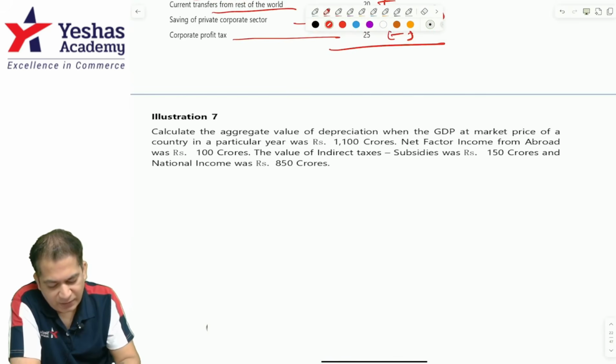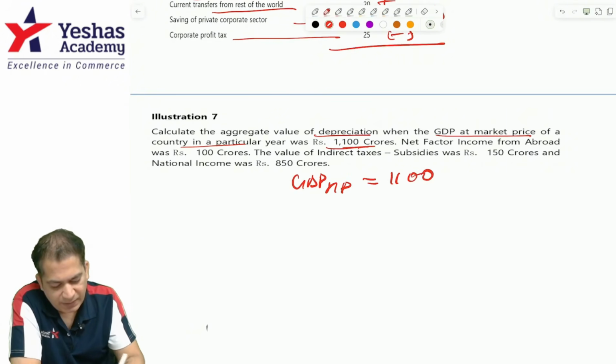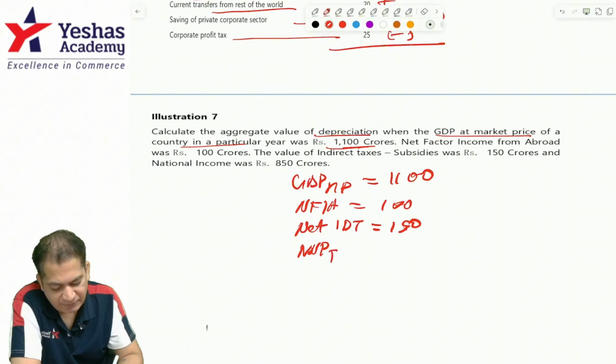Calculate the aggregate value of depreciation when GDP at market price in the country is given as 1100 crore and net income is given. So simply what they've given here is GDP at market price equals 1100 crore. NFIA they've given as 100 crore. Net indirect taxes, net IDT, they've given as 150 crore. That's it. And national income, NNP at factor cost, they've given as 850.